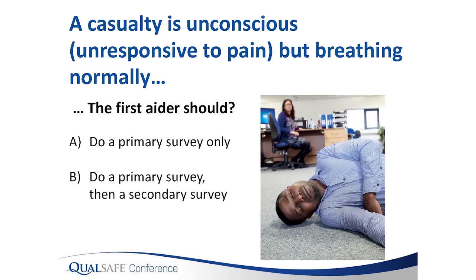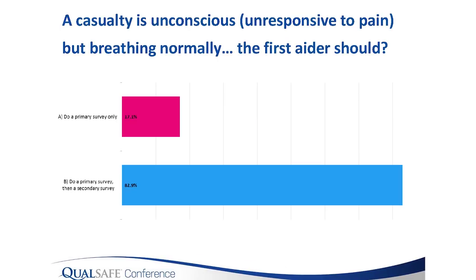You've got an unconscious casualty who's unresponsive to pain, but they are breathing normally. So, the first aider should either A, do a primary survey only, or B, do a primary survey and then a secondary survey. And there we go, loads of people answered B. Okay, so the vast majority of the room think the answer is B to that.